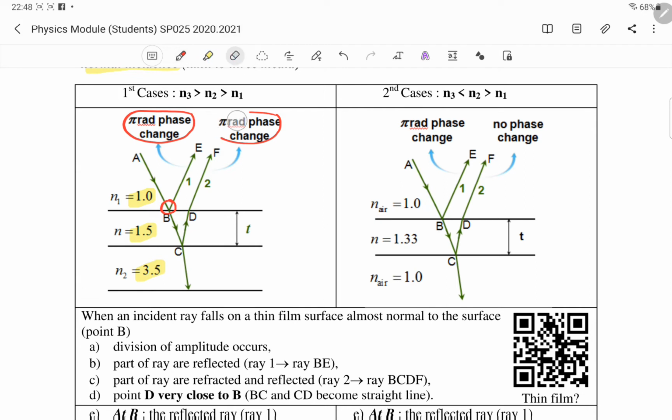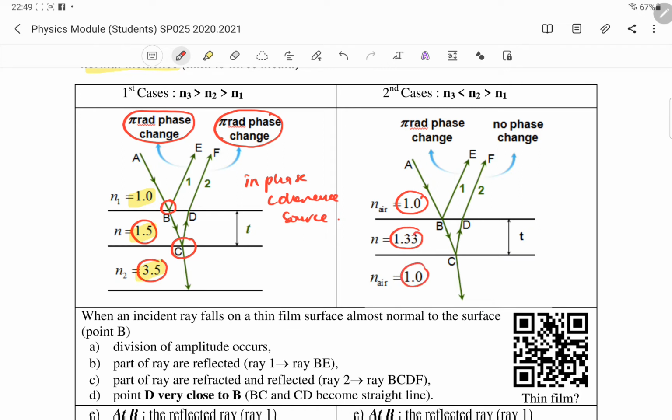Okay, sebanyak pi radian. Alright, so for this one, dense, less to denser medium. Kita tengok kat sini, less to denser medium pun ada dia punya phase change. So ni kita namakan dia sebagai in phase, coherent source.